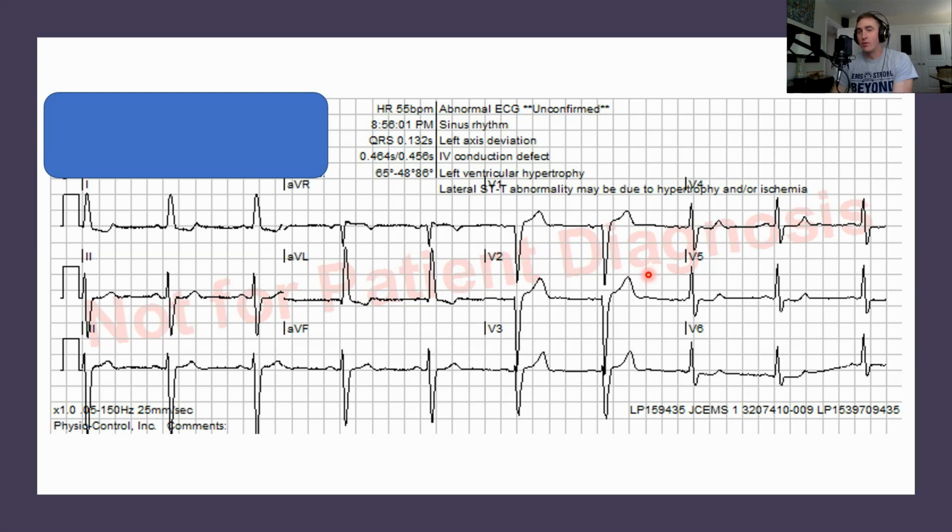This was a recent case where it was called in as a STEMI. When the patient got to the ER, the physician looked at it and said it's not a STEMI, it's LVH. So how do we know it's LVH? Well, first of all, you can see that in almost every lead, the T wave is opposite the QRS. And the QRS is not wide enough to be a left bundle branch block, okay?